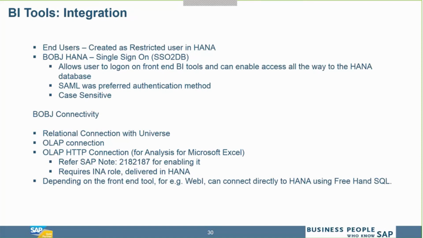Apart from that, there's another caveat: there's a pre-delivered role in HANA called the INA role. That role needs to exist for the HANA user in order to access Analysis for Office using the OLAP HTTP connection. Depending upon the front-end tool, there are different ways; you can also use freehand SQL and so on. But choose what's best for your organization.